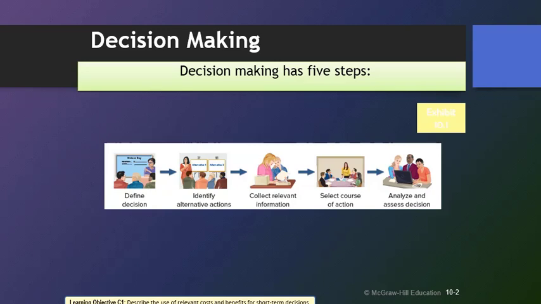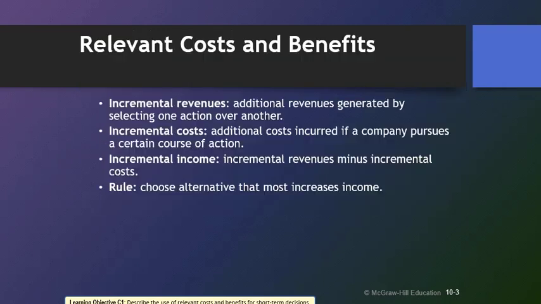So that's something that we'll look at after the fact to see if this decision worked out the way that we had anticipated, and that'll give us some insight moving forward if we encounter a similar situation again. Okay, so relevant cost and benefits are a key element of management decision making.